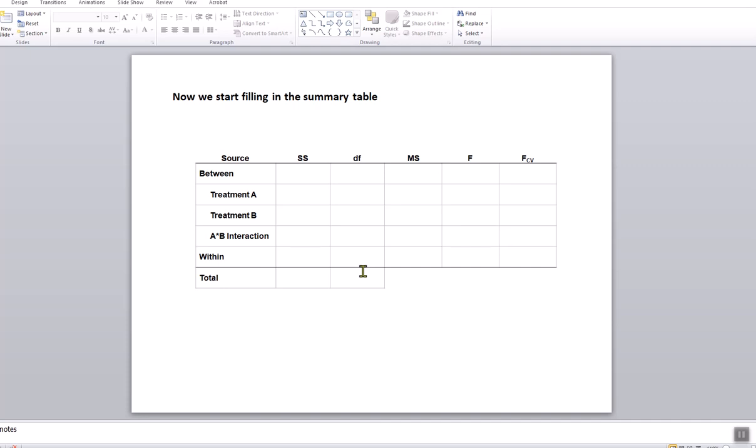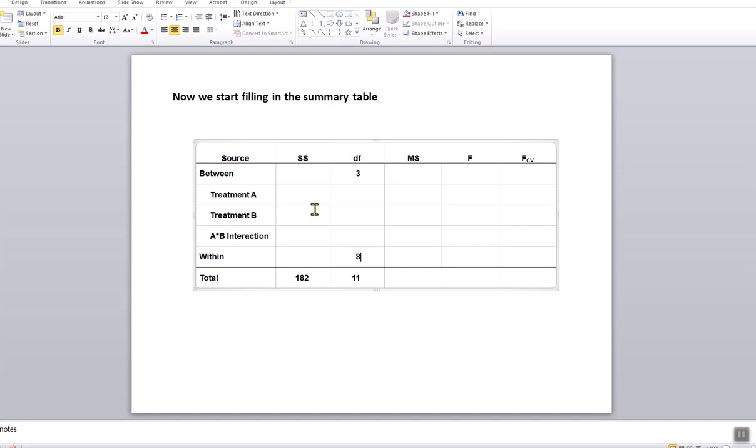Now we have the sum of squares total. We can put that in here. And how many degrees of freedom between? We've got 4 groups, so that's 3. We've got 12 people, so that's 11. And that has to be 8. It's the number of people minus the number of groups. 12 minus 4 gives you 8.